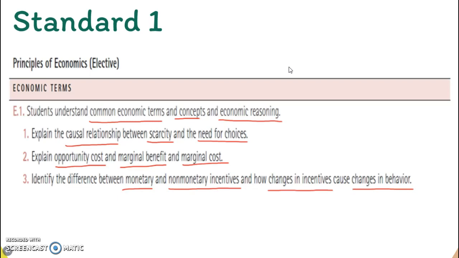Next, then in 2, you've got explain opportunity cost, marginal benefit, and the marginal cost as well. Once you can get the idea of the need for choices across to them, the next thing you need to get across is how do people actually go about making these decisions? Because you can't just make decisions randomly. You're going to have some kind of a system for making them. And that's where marginal benefit and marginal cost come in. And again, it's the basis of the whole course. If you don't understand marginal benefit, marginal cost, you'll be in trouble.